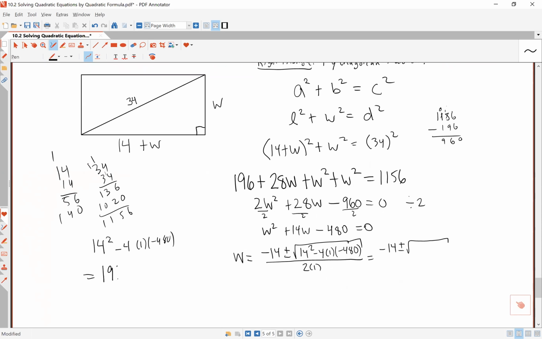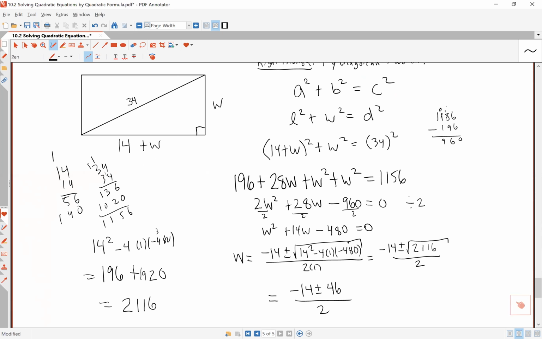14 squared is 196. 4 times 480 is 1920. 1920 and 196 is 2,116. And the square root of 2,116 is 46.